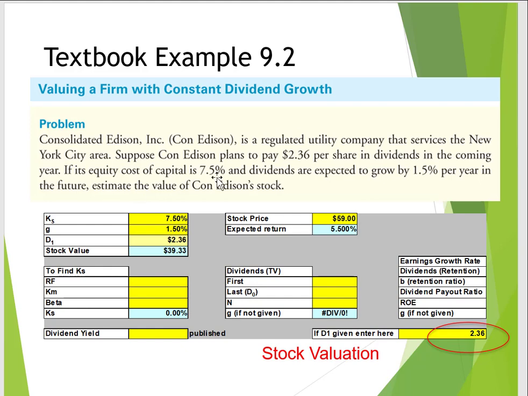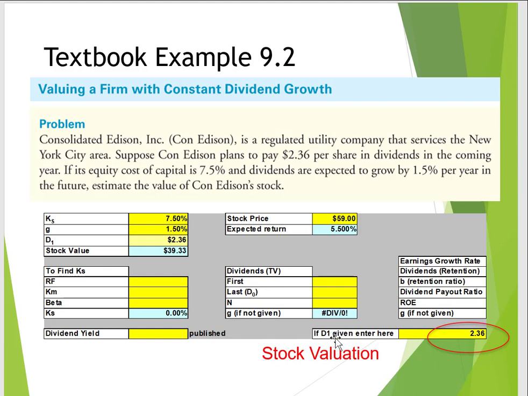Equity cost of capital is 7.5%, and dividends are expected to grow by 1.5% per year. So we can plug this in. Now, if you read this problem, it says that we expect it to pay $2.36 in the future. That's D1. Well, in our formula, we're going to have D1, but in this case, it is a formula itself.